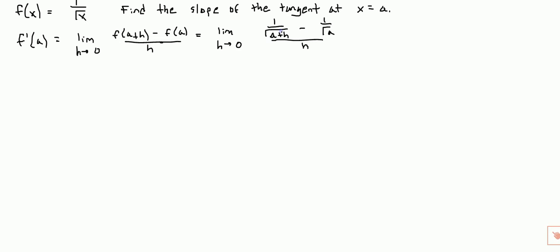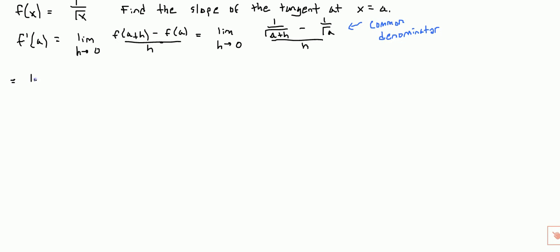And so they have different denominators, right? One has a square root of a plus h, and one has a square root of a, right? So we're going to get a common denominator. This is the first algebra trick that this problem requires. We need a common denominator.